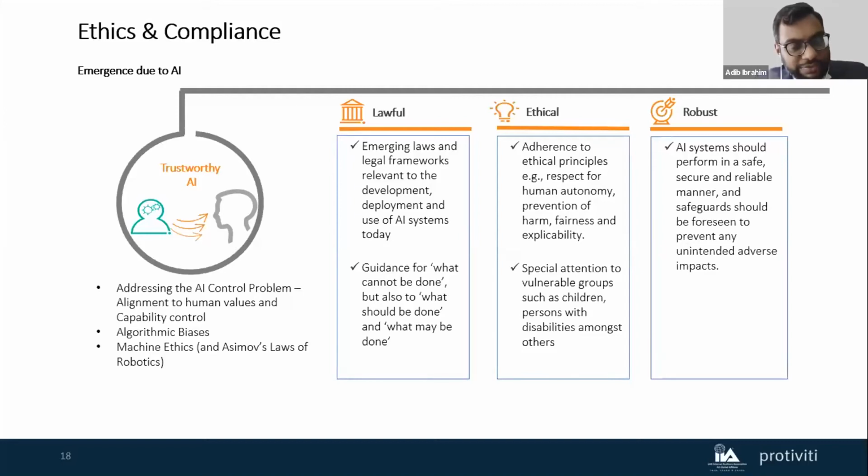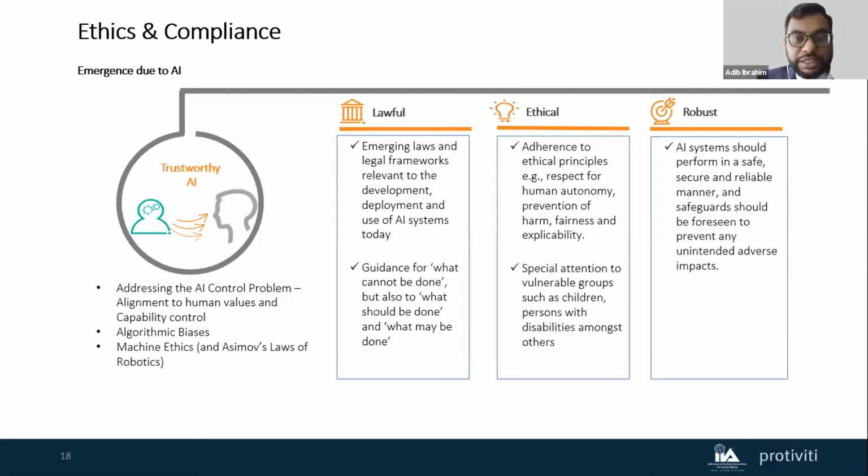So the need for regulation is essentially on three dimensions. The first has to be what is lawful and what is not lawful, and also what is in the gray area. So what cannot be done, what should be done, what can be done, or what may be done. And there has been a number of laws, regulations, policies and guidelines, particularly in the last 3 to 4 years.